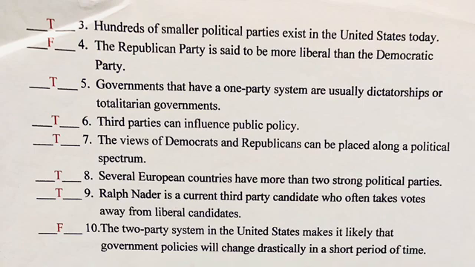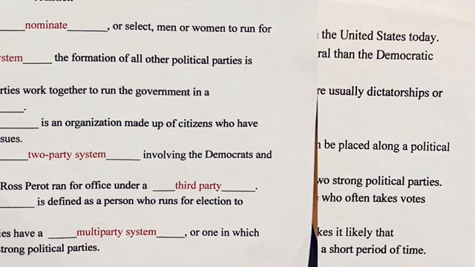Number 10, the final true-false, is false. It says the 2-party system in the United States makes it likely that government policies will change drastically in a short period of time. That is false. The 2-party system, what it does is in a short period of time, really what happens is the party that's in control is going to keep things the way they want.